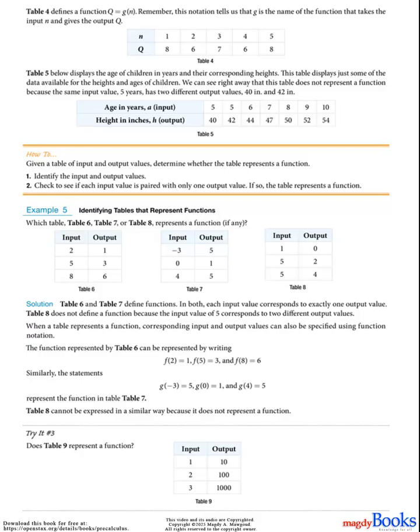Similarly, the statements g of -3 equals 5, g of 0 equals 1, and g of 4 equals 5 represent the function in Table 7. Table 8 cannot be expressed in a similar way because it does not represent a function. Try it number 3. Does Table 9 represent a function? Table 9. For input 1, output equals 10. For input 2, output equals 100. For input 3, output equals 1000.